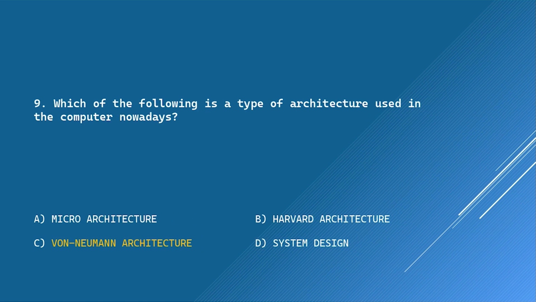9. Which of the following is a type of architecture used in computers nowadays? A. Microarchitecture. B. Harvard architecture. C. Von Neumann architecture. D. System design. Correct answer is Von Neumann architecture.